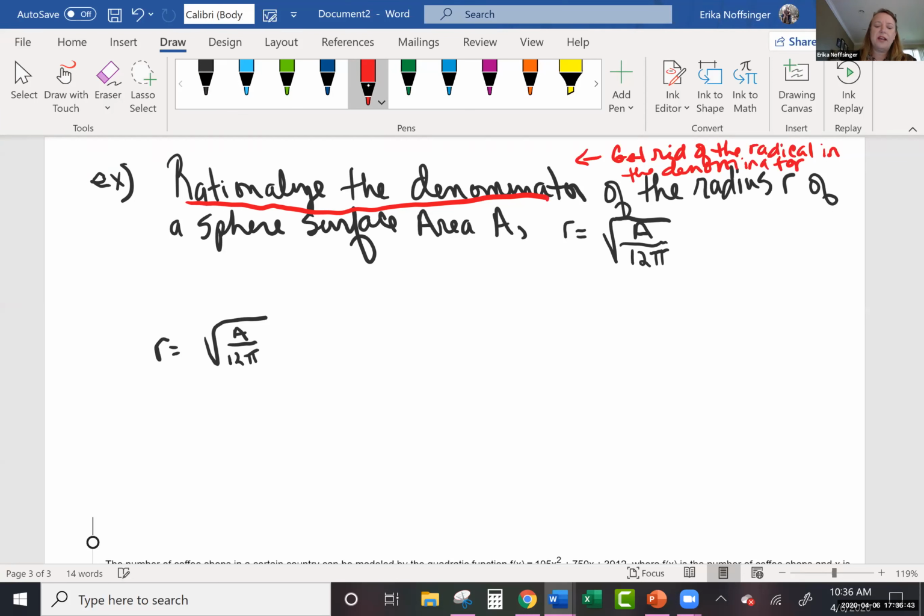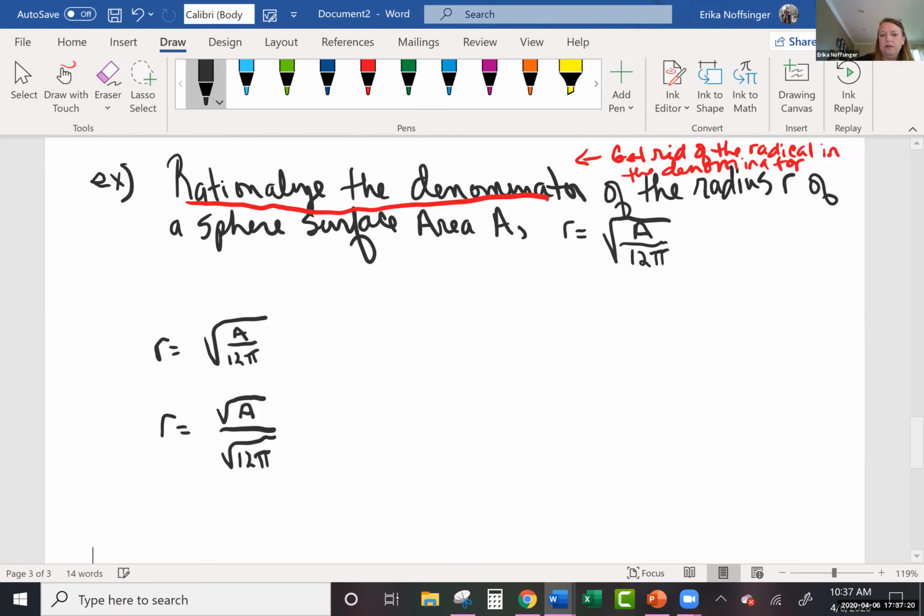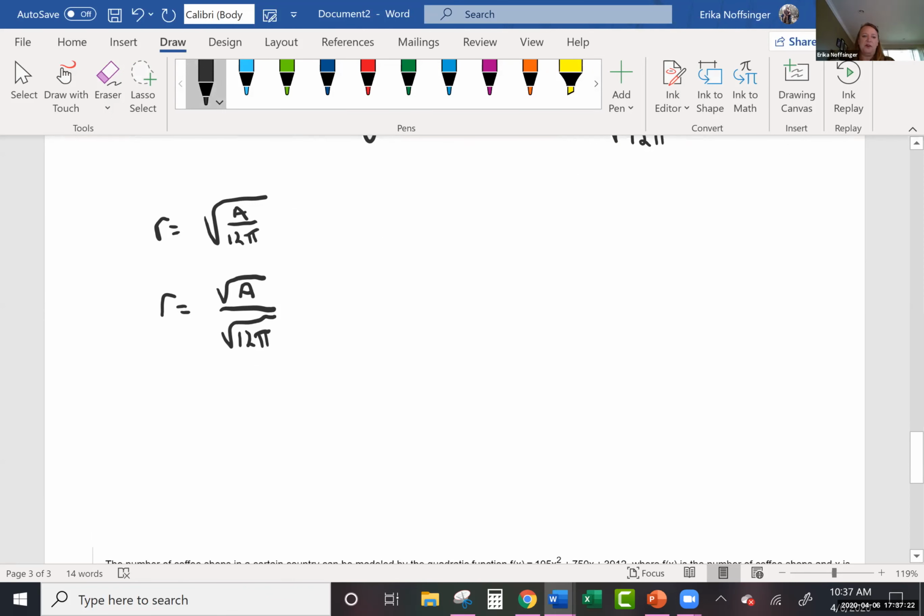And so rationalizing the denominator depended on, is there just one term in the denominator, or was there a sum of terms in there? Because if there was a sum, I would have to use the conjugate. We can use rules of radicals here. So we can break down a square root of a fraction as the square root of the numerator all over the square root of the denominator. So square root of A all over the square root of 12 pi. So I need to get rid of that radical in that denominator.